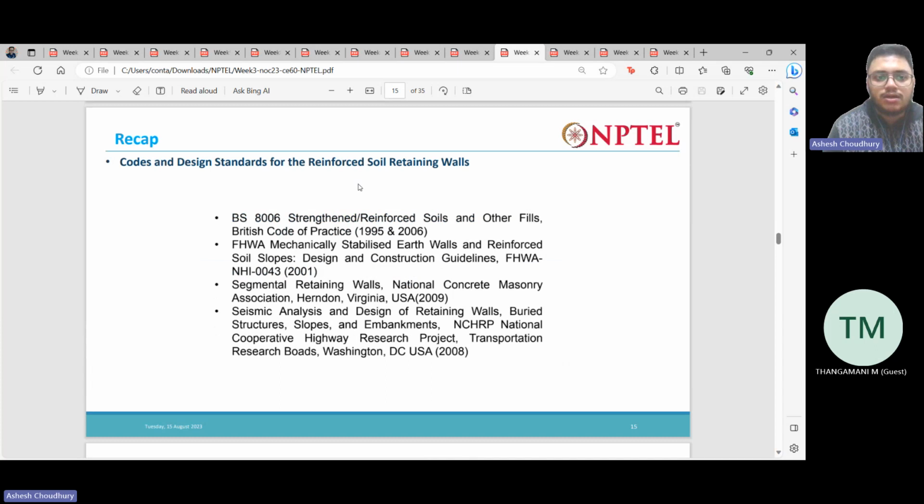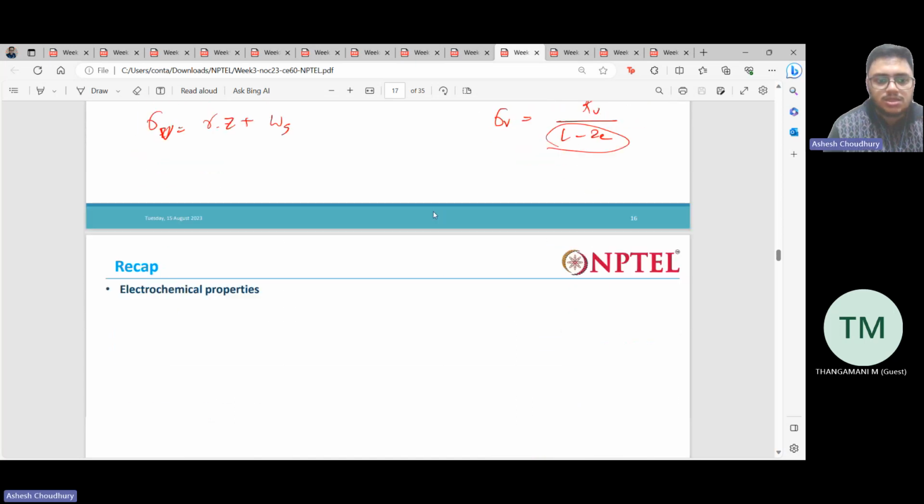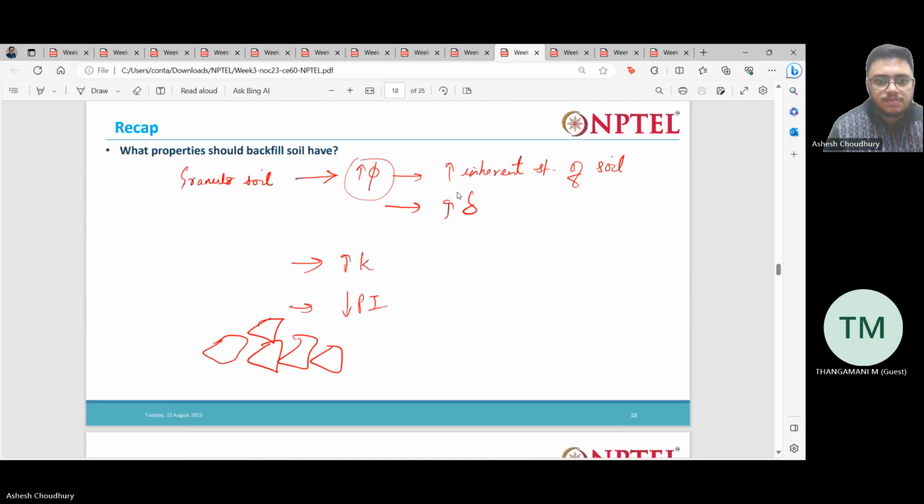So these are some important codes and design standards for reinforced soil retaining walls. Okay, so we discuss some of this. What properties should the backfill soil have? Backfill soil should be granular, obviously. High friction angle of the soil will result in high friction resistance of the soil. So that's why you should have high friction.